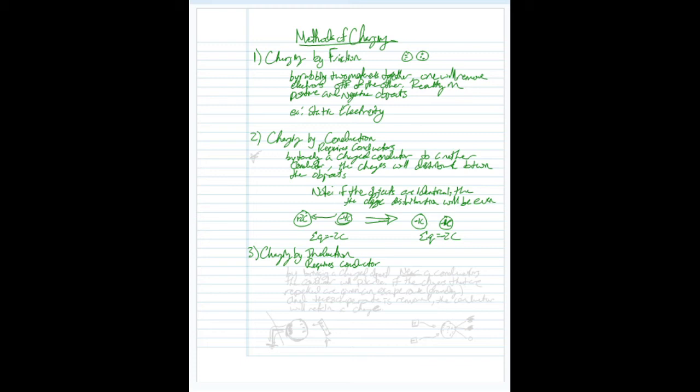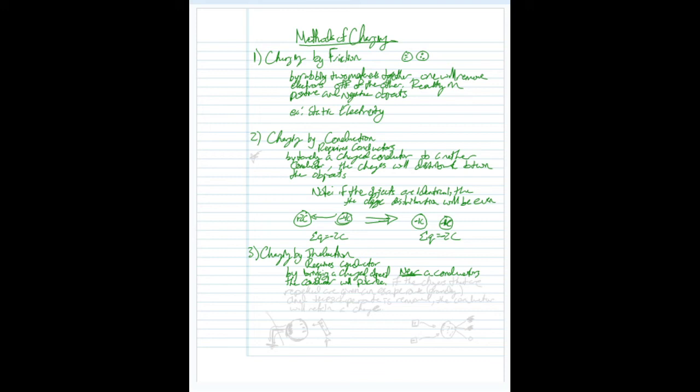Doesn't really matter. Charging by induction operates on the principle of polarization. By bringing a charged object near a conductor, not touching the conductor, but just bringing it near, the conductor will polarize.